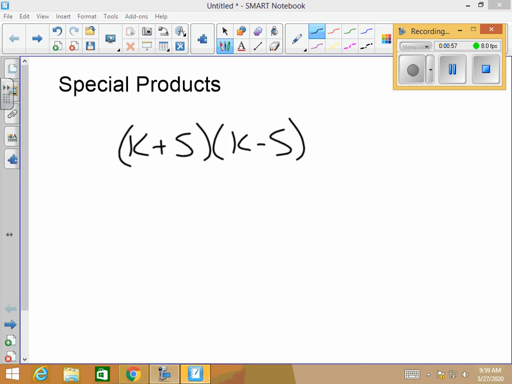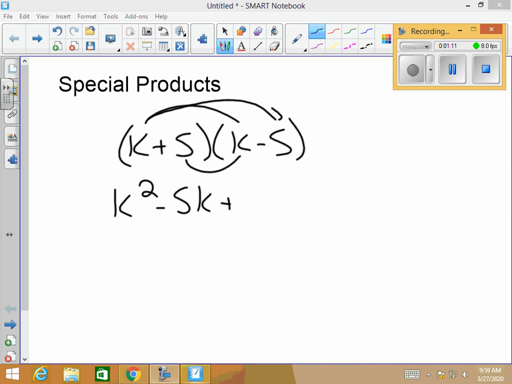So our first, k times k, is k squared. Our outsides, so k times a negative 5 is negative 5k. Then we're going to come back in to our insides. So 5 times k is a positive 5k. And 5 times a negative 5 for our last gives us negative 25.